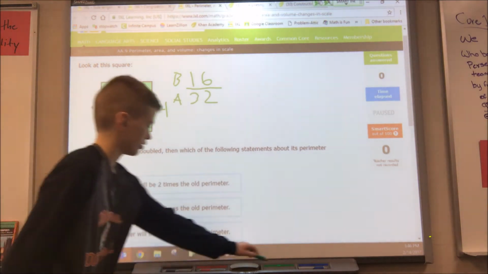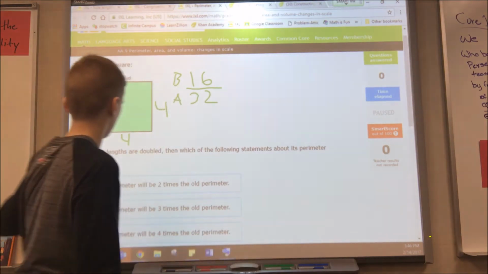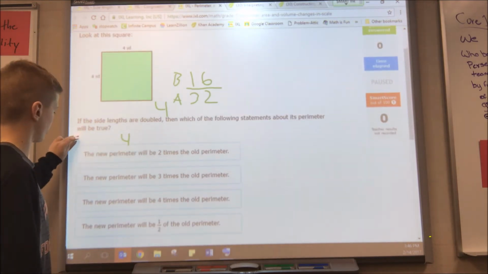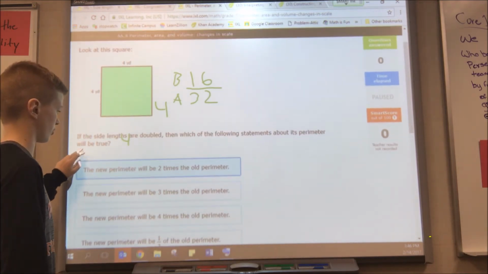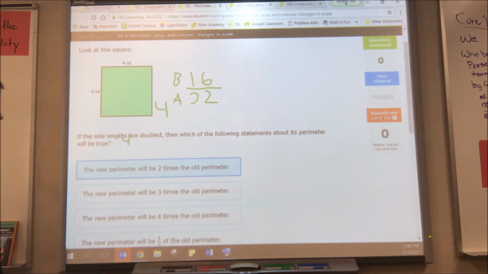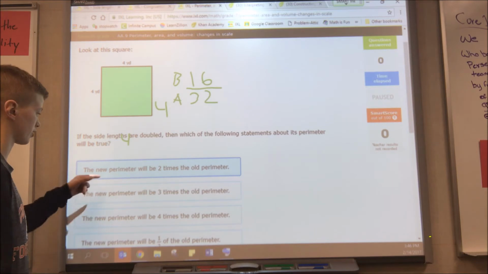So we would do a before and after. So first, the new perimeter would be 2 times the old perimeter. The old perimeter is 16. 16 times 2 is 32, so that is true.